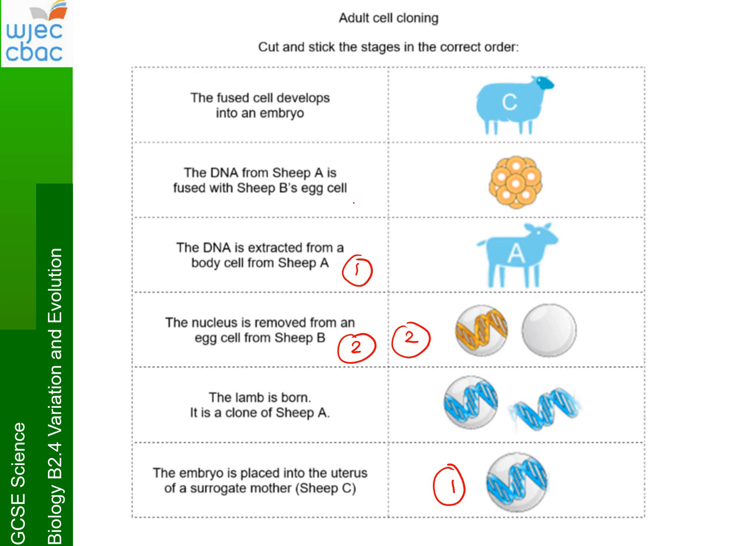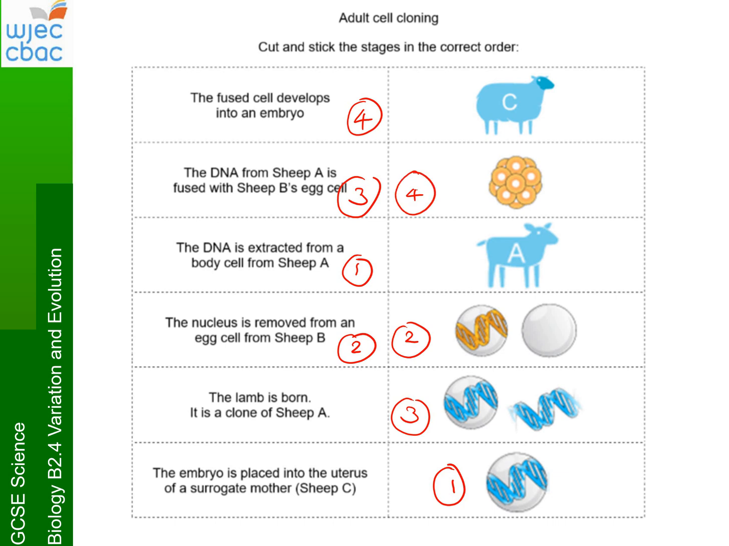Number 3, the DNA from sheep A is fused with sheep B's egg cell. So that is this image here. So we're taking this DNA and we're putting it into that empty egg cell. It's a little bit easier on this PowerPoint because you can see the colour, and the colour gives you a clue that this was the DNA from the egg, because it's a slightly different colour, because it would be a haploid nucleus.